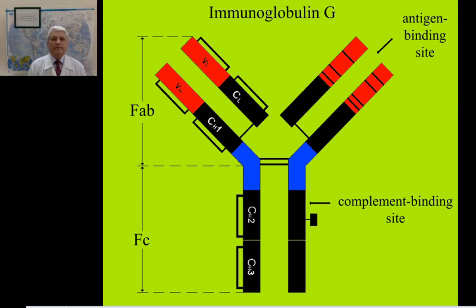And I repeat that antibody, immunoglobulin, react with antigen by specific structure of antigen binding site, which is situated between variable domains of heavy and light chain.